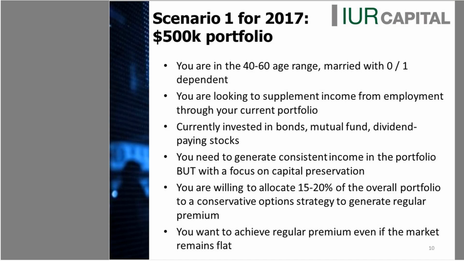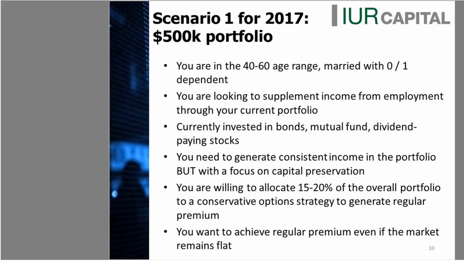Getting back to this scenario, you are, of course, looking to generate consistent income to the portfolio, but you're also looking to focus on capital preservation, okay, because this is generally our retirement portfolio. In this case, you would be willing to allocate 15 to 20%, perhaps at most 20%, of the overall portfolio to an option strategy that seeks to generate premium on a consistent basis, but without excessive risk being taken. Okay, you're looking to achieve a regular premium, even if we are starting to see flat market conditions or even possibly a correction, which is perhaps long overdue for equity indexes.